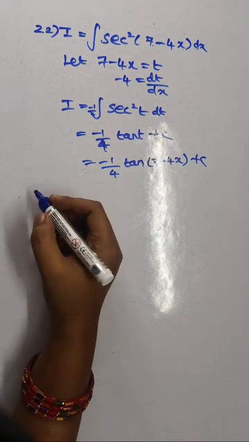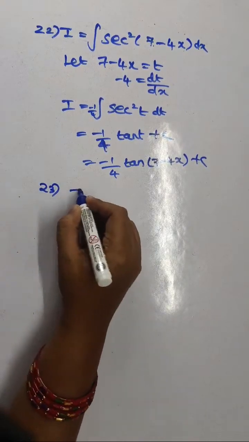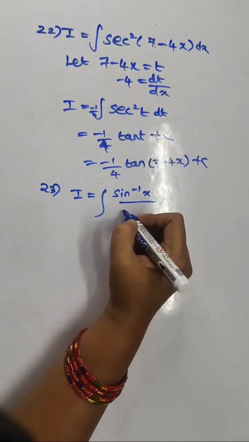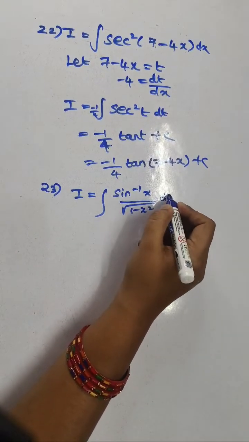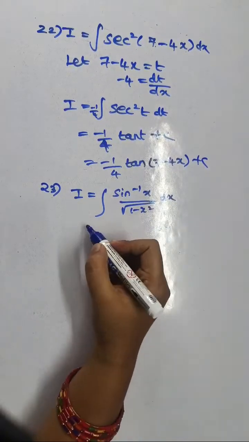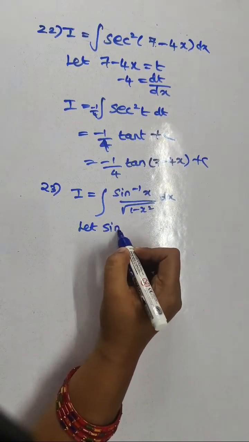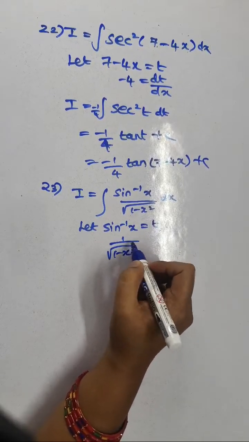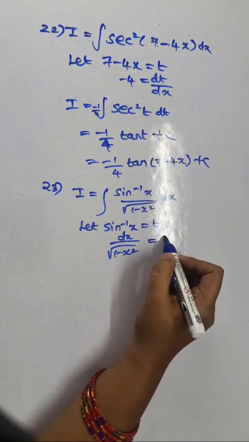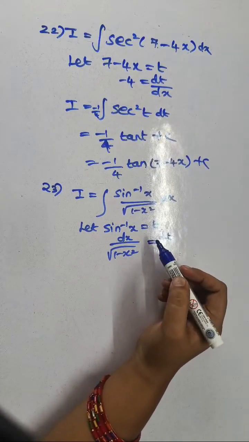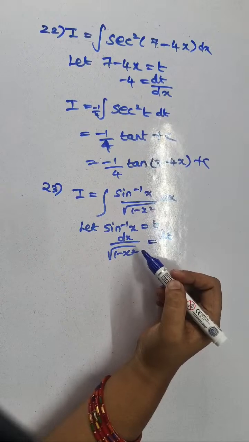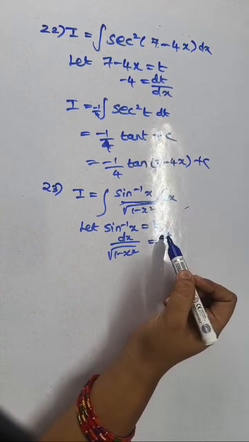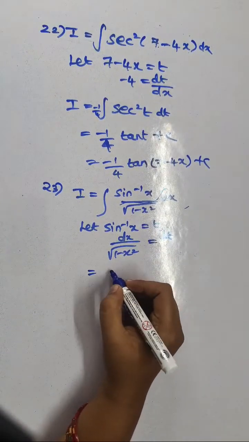Okay, then question number 23, I equal to integral sine inverse x by root of 1 minus x square dx. It is very easy. You will be taking sine inverse x as t, differentiate both sides with respect to x. I am just directly taking dx to the left side. So differentiation of sine inverse x is 1 by root of 1 minus x square. So replacing dx by 1 minus x square as dt, sine inverse x as t.